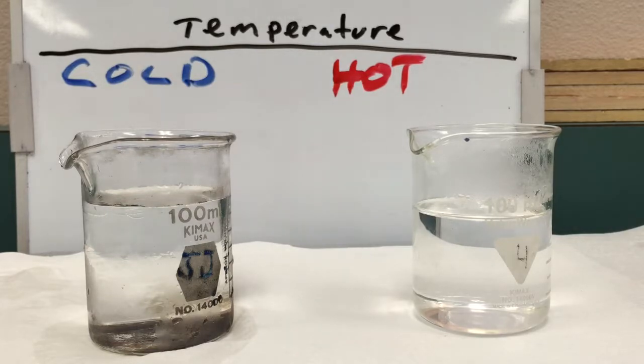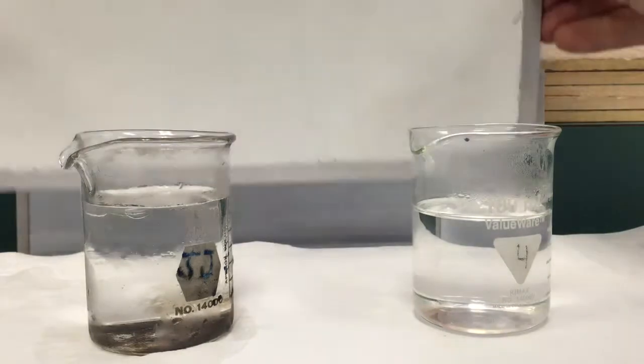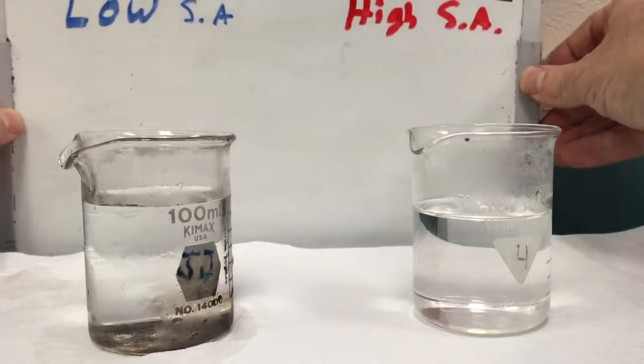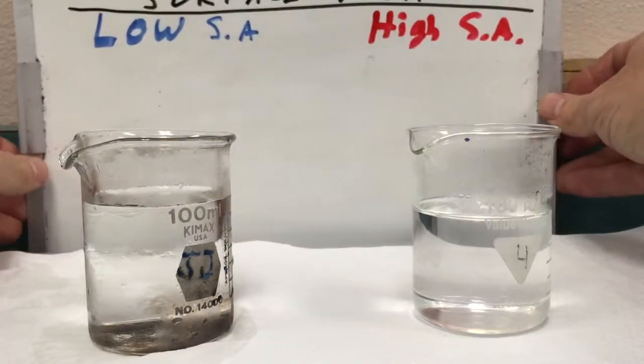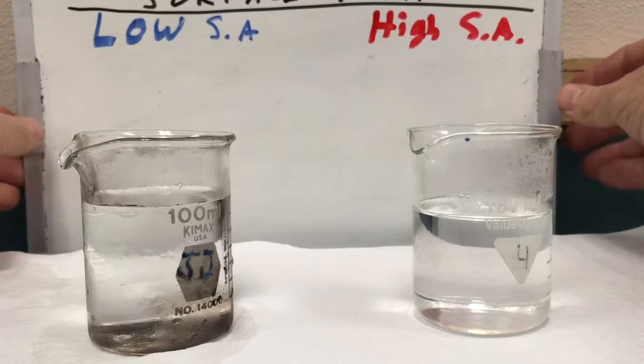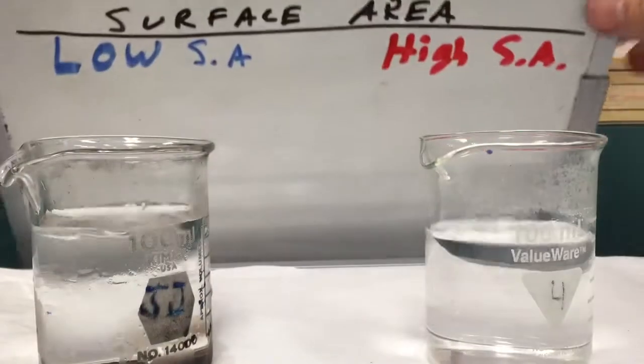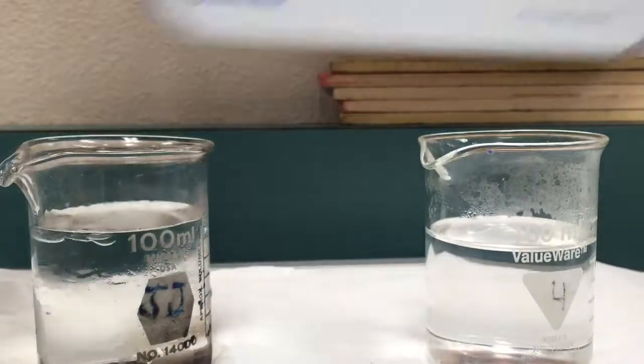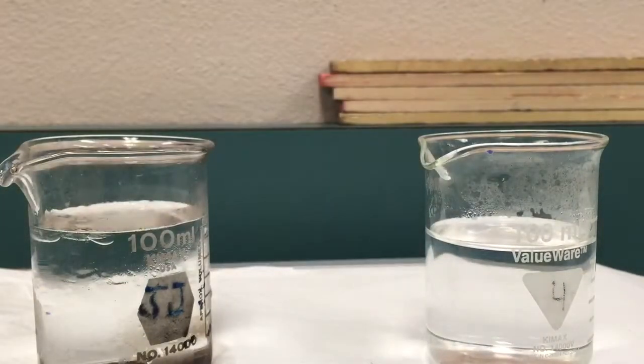We're going to test two different things. We're going to test the temperature on how fast something reacts, and we're also going to test the surface area to see if that has an effect on how much something reacts. So let's start with some background information.